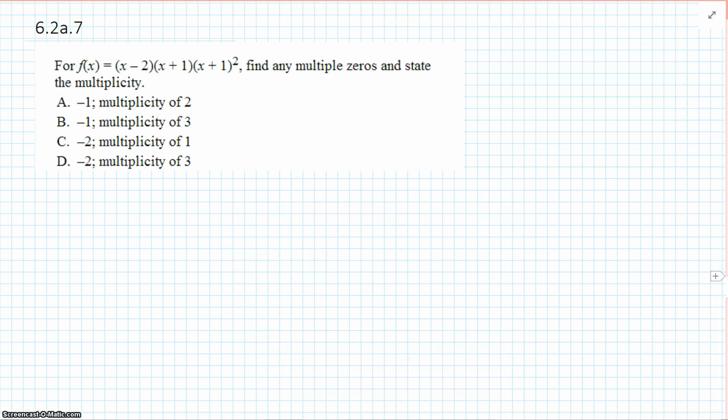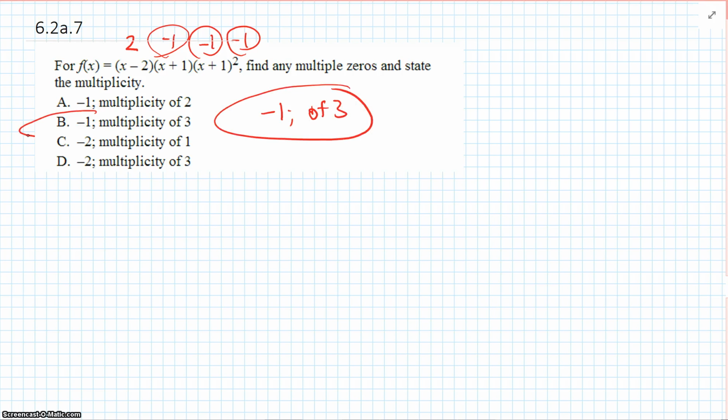For this, f of x equals x minus 2 times x plus 1 times x plus 1 squared. Find the multiple zeros. Well, the zero for this one is 2. The zero for that one is negative 1. The zero for that one is negative 1 twice. So I have negative 1 3 times. So I have a multiplicity of negative 1 of 3. Does that make sense? Pretty simple concept once you understand what we're doing.